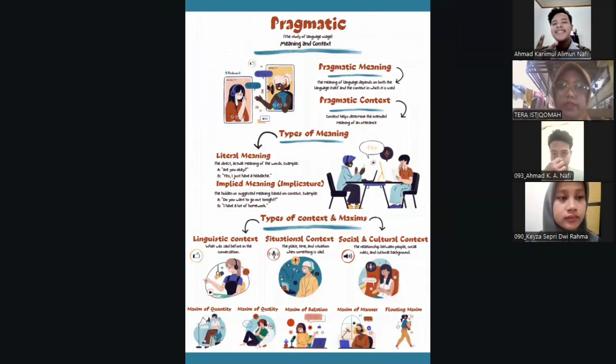To understand the meaning, you need to know what's going on. The pragmatic context is like you're both outside, the sun is shining, and you're sweating. That situation helps you understand the meaning of what your friend says. For a simple summary, pragmatic meaning is the real meaning behind the words. And pragmatic context is the situation or background that helps you understand the meaning.